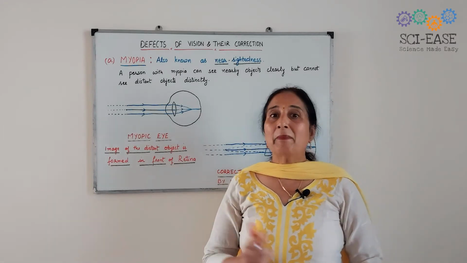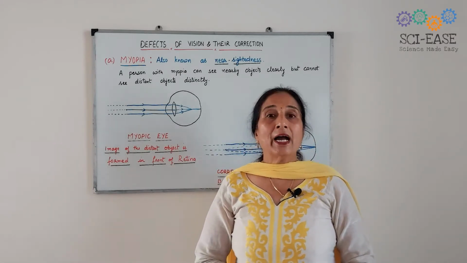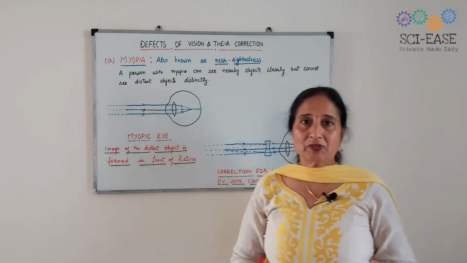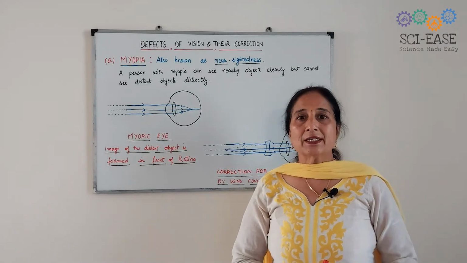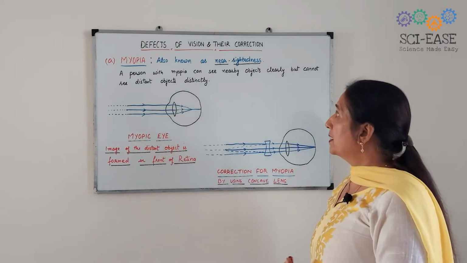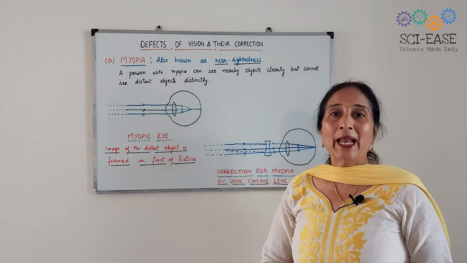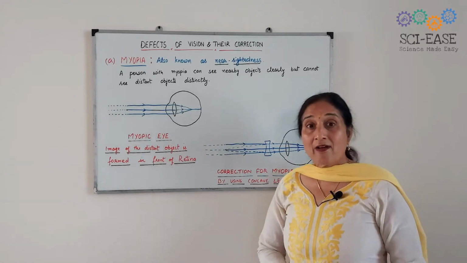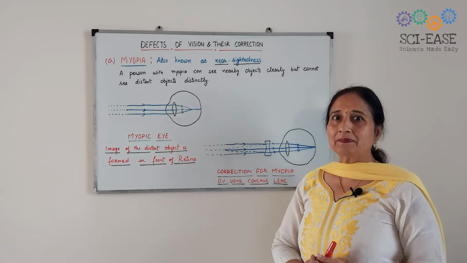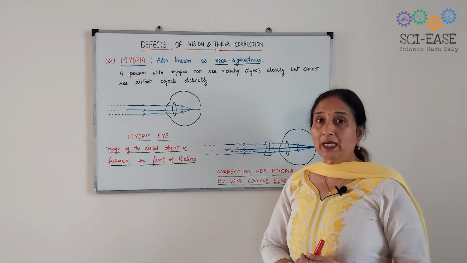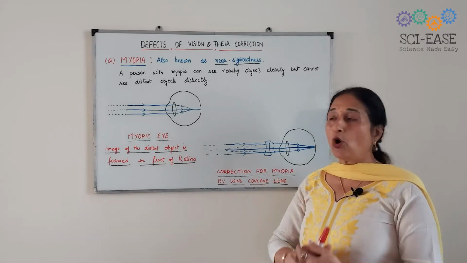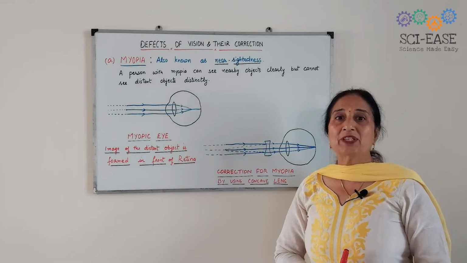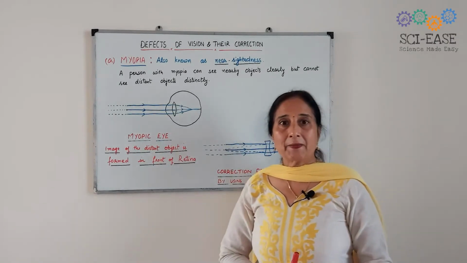They are myopia, hypermetropia, and presbyopia. Mainly there are three. So first is myopia. Myopia is also known as nearsightedness. Now, what is myopia? A person with myopia can see nearby objects clearly, but cannot see distant objects distinctly.